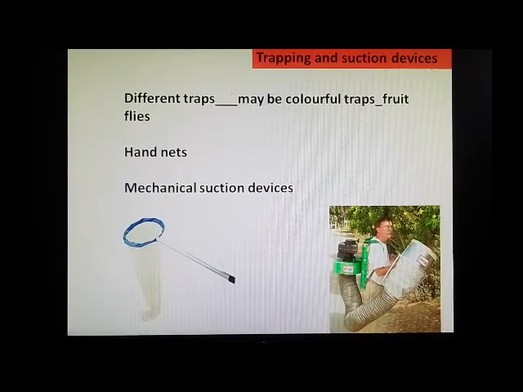Now, there are some other trapping and suction devices, like different traps. Maybe there are different color traps for specific insects or fruit flies, hand nets which we generally use to collect the insects. Even the mechanical suction device like bee vac sampler can also be used to catch a high number of insect pests from the crop fields.